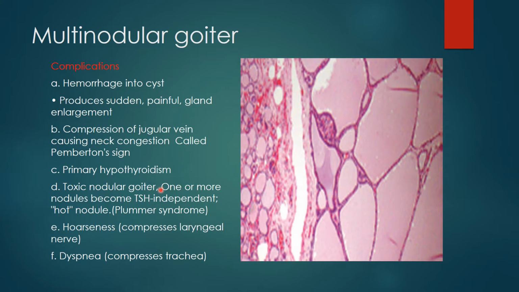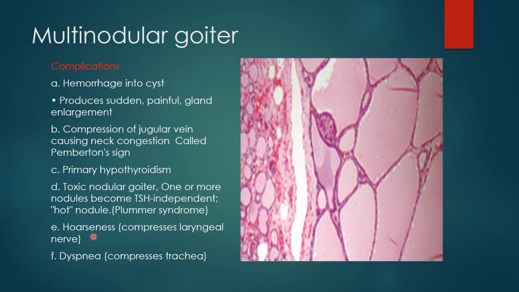Multinodular goiter can result in toxic nodular goiter formation, in which one or more nodules become TSH independent, or we can say a hot nodule. As I explained before, when it becomes TSH independent, the stimulation from the anterior pituitary is not appreciated. The gland will not respond properly to T3 and T4 regulation. So whenever there is an impairment in the function of the thyroid gland, it will cause toxic nodular goiter.